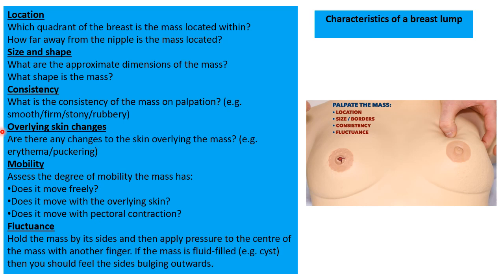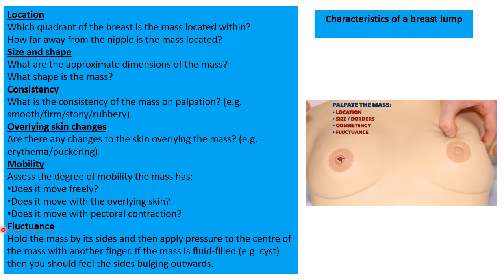The overlying skin changes are important and must be taken into consideration. Are there any changes in the skin overlying the mass, for example erythema and puckering? Mobility of the lump is important. Assess the degree of mobility of the mass. Does it move freely? Does it move with the overlying skin? Does it move with pectoralis contraction? The movement is important to assess whether it is stuck to the underlying muscles or whether it is involving and adherent to the overlying skin. So the overlying skin and underlying muscles are very important to assess whether the lump is attached to them.